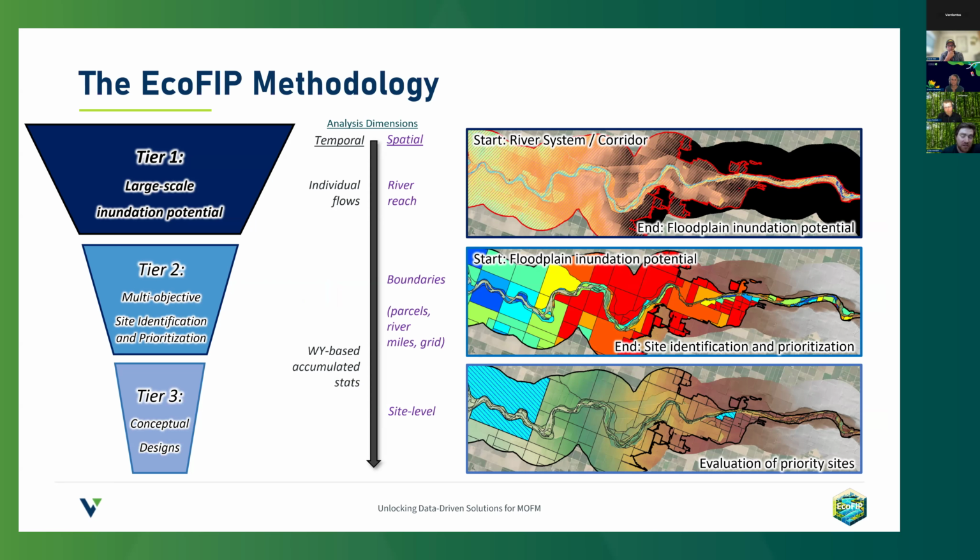Tier one is our large-scale inundation potential. So this is looking at the hydraulics and topography of a river system and thinking about where we can get water out onto the floodplain, thinking about things like levee setbacks, floodplain lowering, or other interventions we could take, and thinking about the physical ability to get water out there. Tier two digs in a little bit and asks the question of not only where can we get water, but how suitable is that inundation for a variety of purposes.